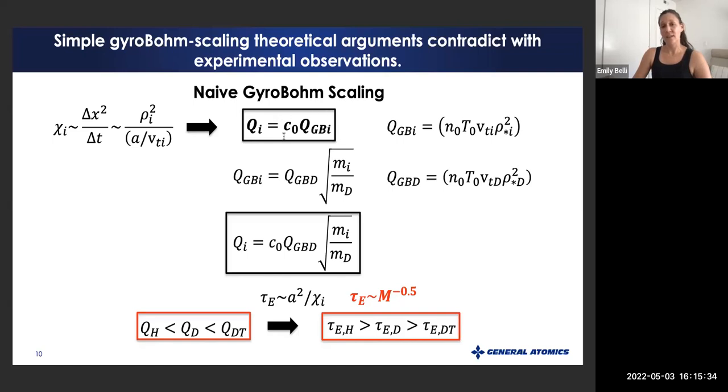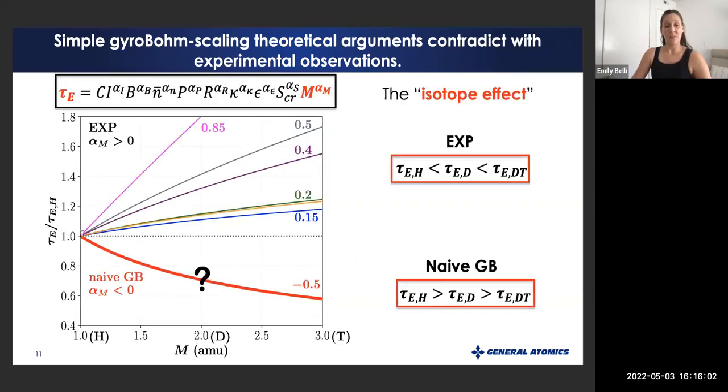In this limit, C0 is mass independent, depending only on parameters such as the density and temperature gradients driving the turbulence. Normalizing by the deuterium gyroBohm energy factor, QGBD, naive gyroBohm scaling predicts that the turbulent ion energy flux scales as the square root of the ion mass, such that QH is less than QD is less than QDT. This implies that the global energy confinement time degrades with increasing ion mass. Thus, naive gyroBohm scaling contradicts the experimental trend, and the discrepancy in the ion mass scaling between experiments and theoretical predictions is a long-standing problem known as the isotope effect.